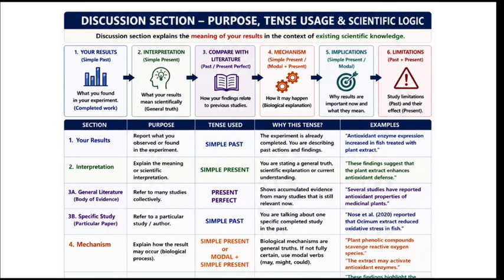And we also mention the implications of this particular result, and we explain the limitations also. When we write limitations, we usually use the past tense, because we explain limitations with respect to the experimental procedure. Since we are talking about the experimental procedure, we must mostly use the simple past tense in limitations.